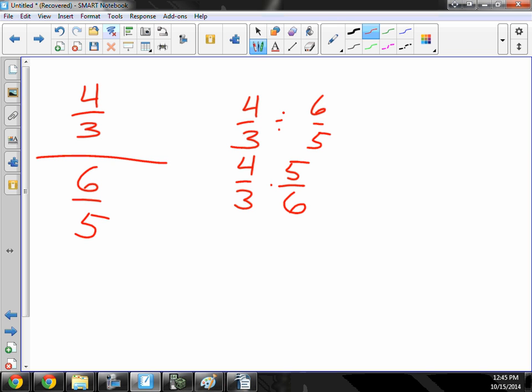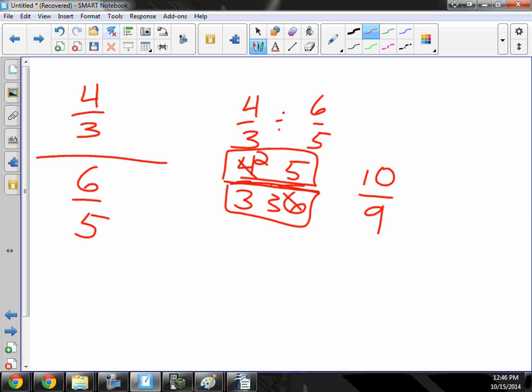Now, before you multiply, we might as well cancel. So, do you see any factors in the top that are also in the bottom? 2 goes into 4 and into 6. So this would be a 2 and this would be a 3. 2 times 5 is 10. 3 times 3 is 9, and that would be the answer. Okay? But what if I didn't factor that out? 4 times 5 would be 20, and 3 times 6 would be 18. Are those equal? Yeah, they are.